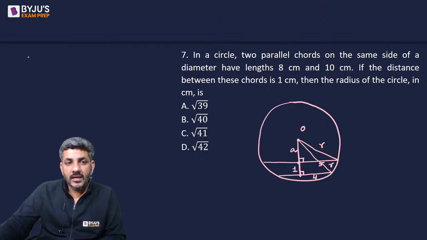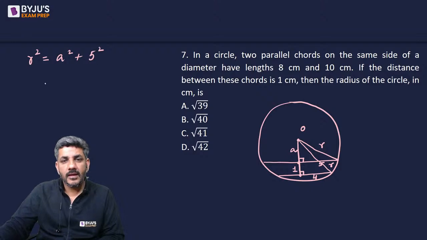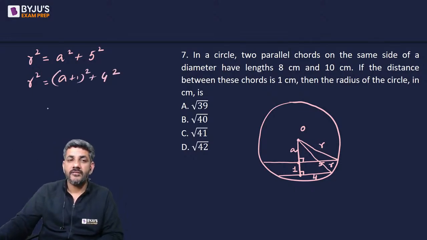First of all, let's say the upper triangle: r square is equal to a square plus 5 square, right? And the second one says r square is equal to (a plus 1) square plus 4 square. These are the two equations that we are having.